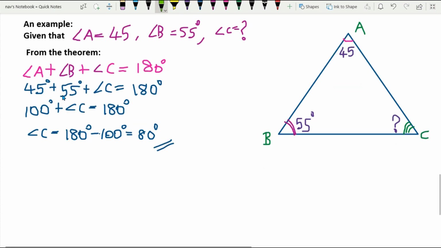So 45 plus 55 is 100. So 100 plus angle C equals 180 degrees. So angle C equals 180 degrees, and if the 100 goes to the RHS side, it will become minus. So 180 degrees minus 100 degrees is equal to 80 degrees. So from the angle sum property, we have found angle C, which is 80 degrees.